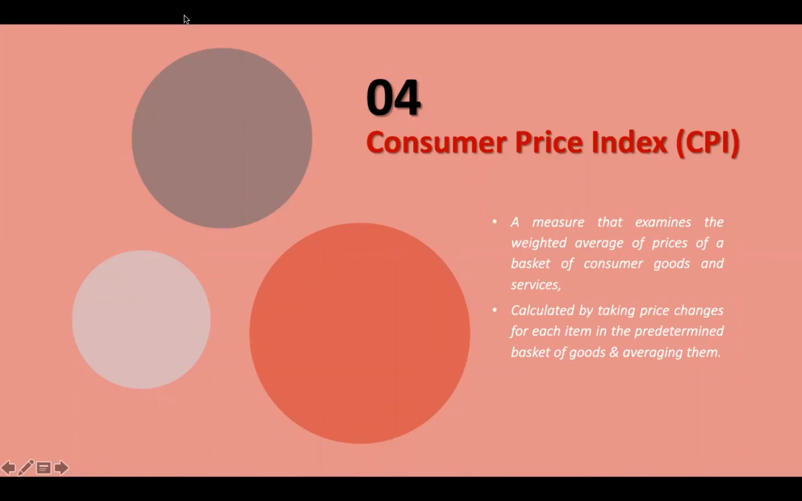So let's move on to the next indicator, the Consumer Price Index, the CPI. The Consumer Price Index is a measure that examines the weighted average of prices of a basket of consumer goods and services, such as transportation, food, and medical care. It is calculated by taking price changes for each item in the predetermined basket of goods and averaging them.